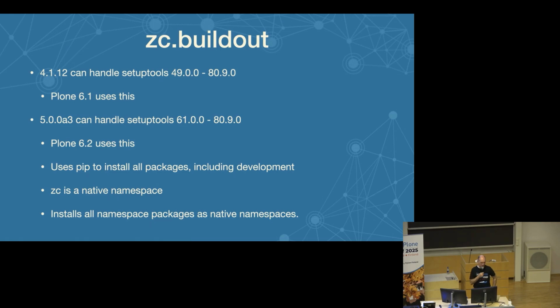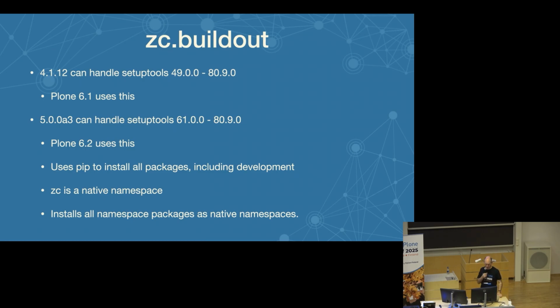Then some things about zc.buildout. We have version 4.1.12, which can handle a pretty big range of setuptools versions, starting from 49 even. There are tests for that. And Plone 6.1 uses this. Well, obviously not the oldest setuptools version; I think 6.1 is also at 80.9. Usually, whatever versions of setuptools or buildout work for you, just use them. But core development is testing with 80.9 currently.